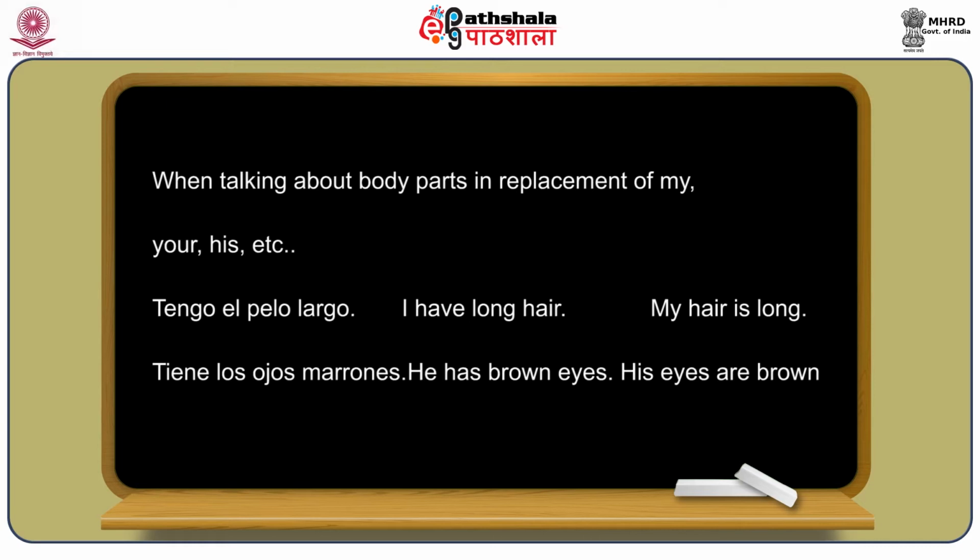For example, if I say I have long hair, in Spanish I will say tengo el pelo largo. If you pay attention, this el, which means the, is not translated in English. Same way, if I want to say he has brown eyes, I will say tiene los ojos marrones, which means he has brown eyes or his eyes are brown. Again, in los ojos marrones, the meaning of los, which would be the, does not come in English.